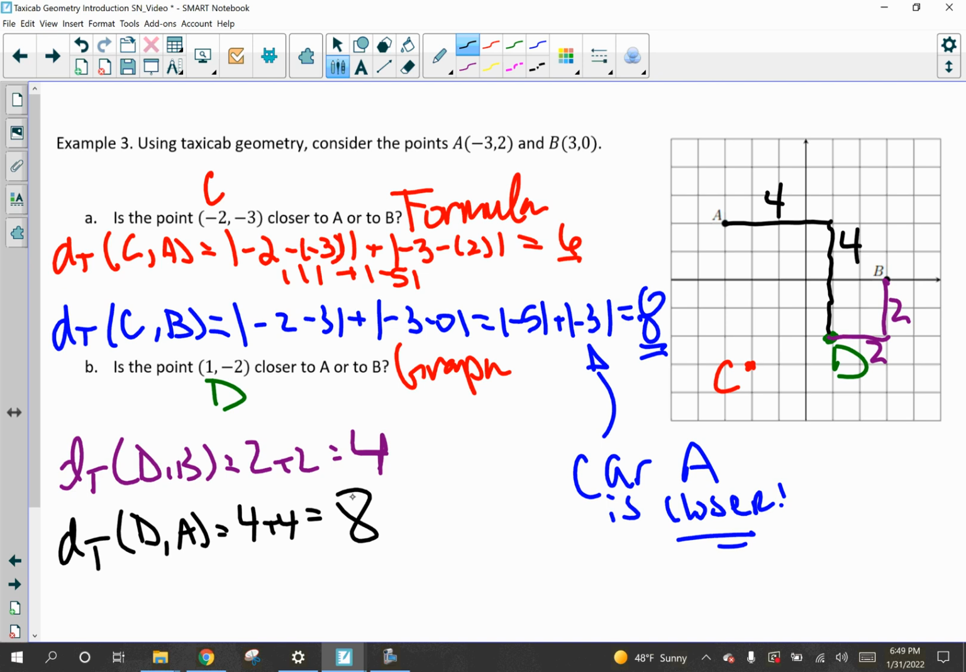In my answer key, which I'll post online later, tomorrow or something, you'll see that I did them both ways for each problem. For the sake of the video and time purposes, I'm not going to have us do that, but you need to get familiar with both methods. So here, car B is closer.